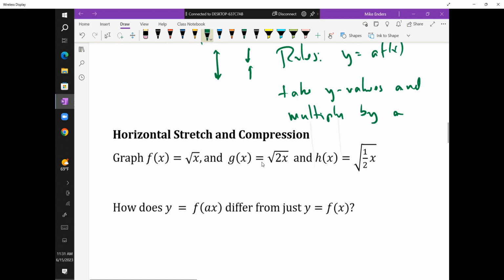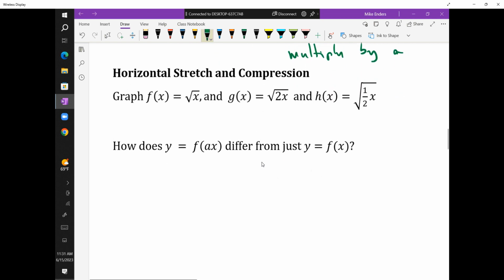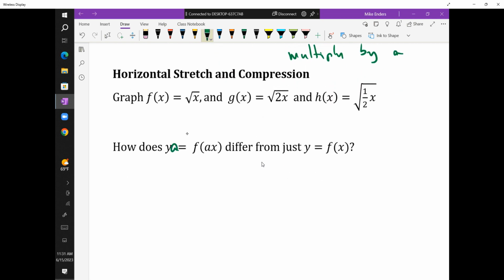Okay? Now, what if we switch this around? What if I take the a that was here and I move it inside the function? Now we're not working on the y values. Now we're working on the x values. Okay? So whenever we have the x's, we always think about, oh, well, if my x is going to the right 2, I want to go left 2. So we had that idea here. Similar when we do our stretches and compressions.